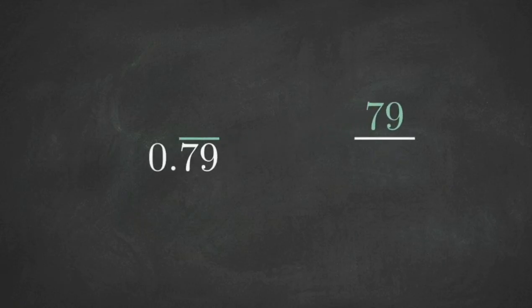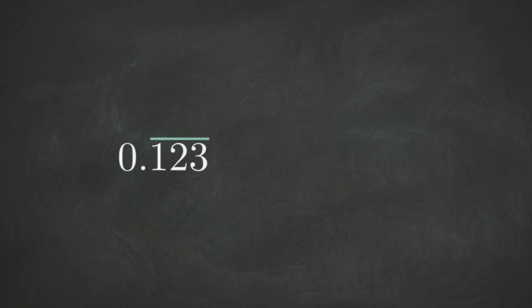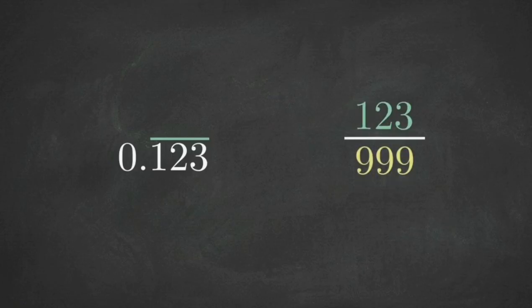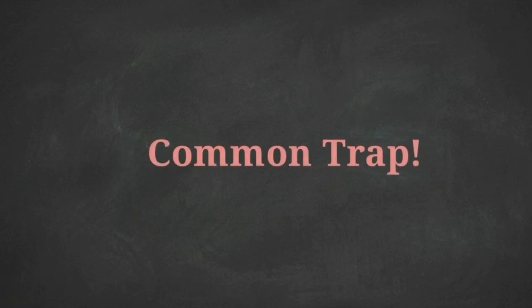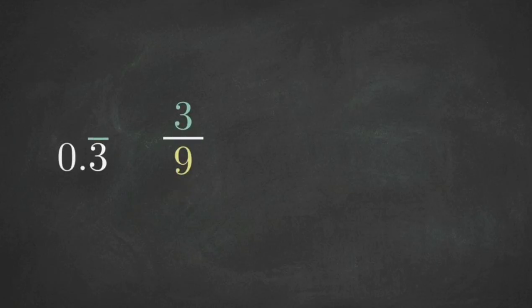For 0.79 repeating, move the 79 up to the numerator. Since there are 2 digits under the bar, place 2 9s in the denominator. That gives you 79 over 99. The exact same logic applies to a 3-digit number, like 0.123 repeating. The 123 becomes your numerator, and because there are 3 repeating digits, you write 3 9s below it, giving you 123 over 999. Now, there is a common trap on multiple choice tests.